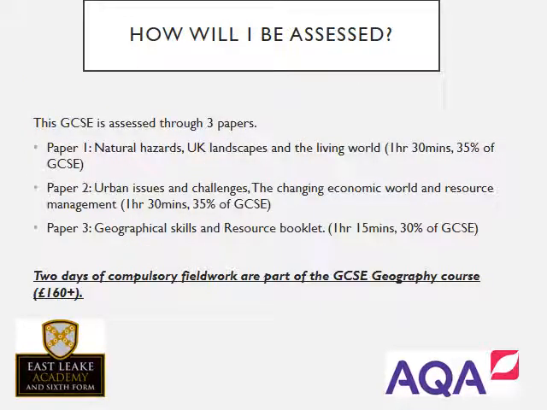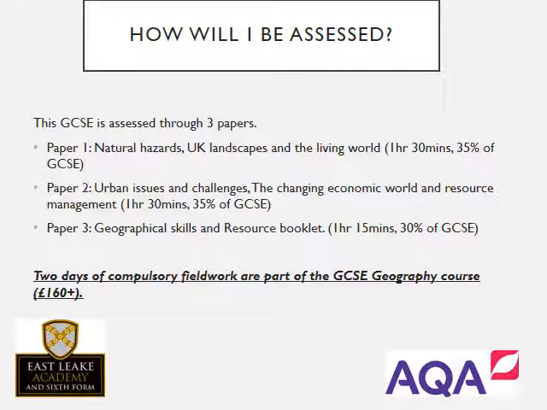So how will this look when you're assessed? The GCSE is assessed in 3 papers. Paper 1 is focusing on the physical geography, so those are the natural hazards, UK landscapes, and the living world. This is 35% of the GCSE grade, the final grade that is. Paper 2 looks at urban issues and challenges, the changing economic world, and resource management. This is also 35% of the final grade at GCSE. So both papers 1 and 2 are equally weighted.